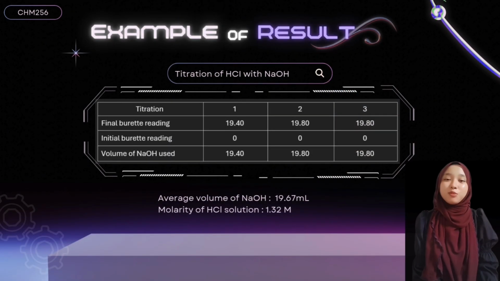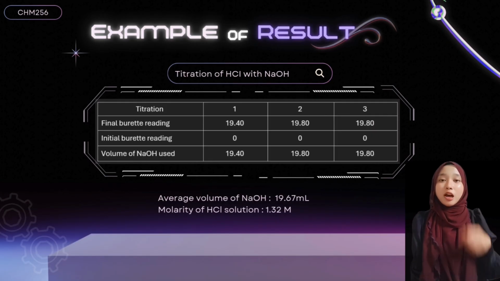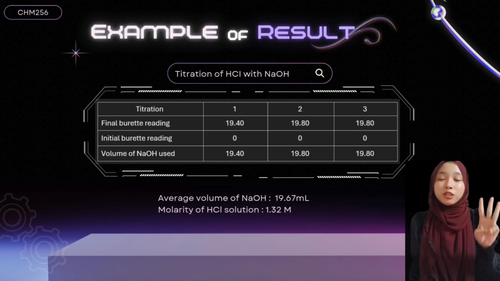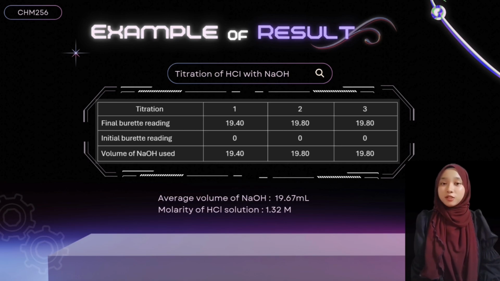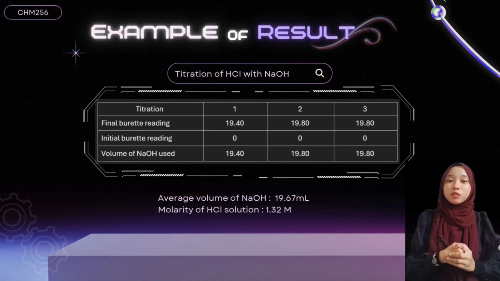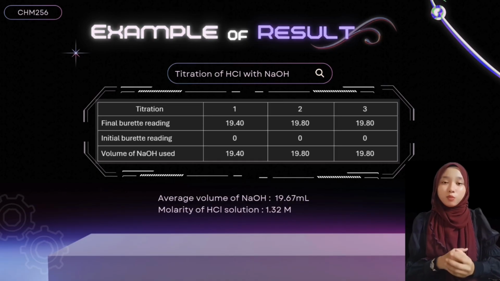In this slide, I'll be presenting the result of the titration between hydrochloric acid and NaOH. As you can see in the table, we performed 3 titrations, not including the rough. The first titration shows the final burette reading of NaOH which was 19.14. However, the second and the third titration show the same final burette reading, which is 19.80 ml.